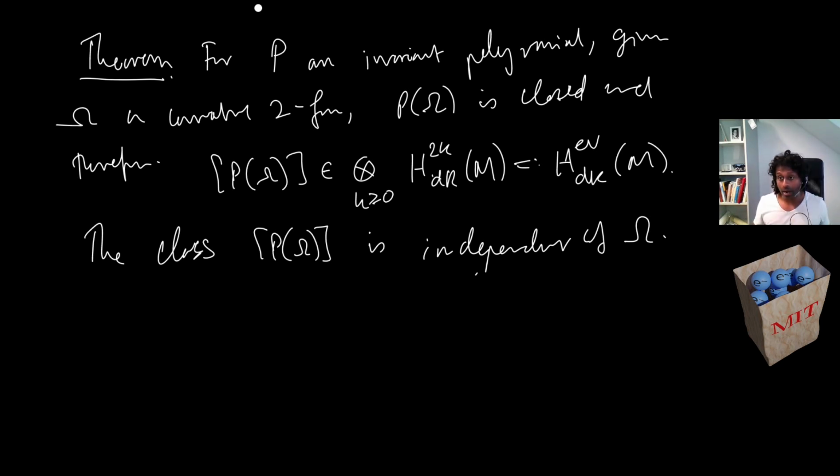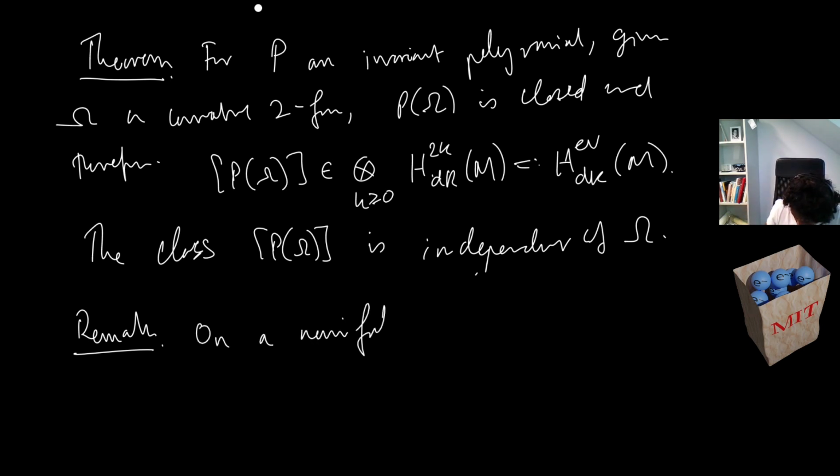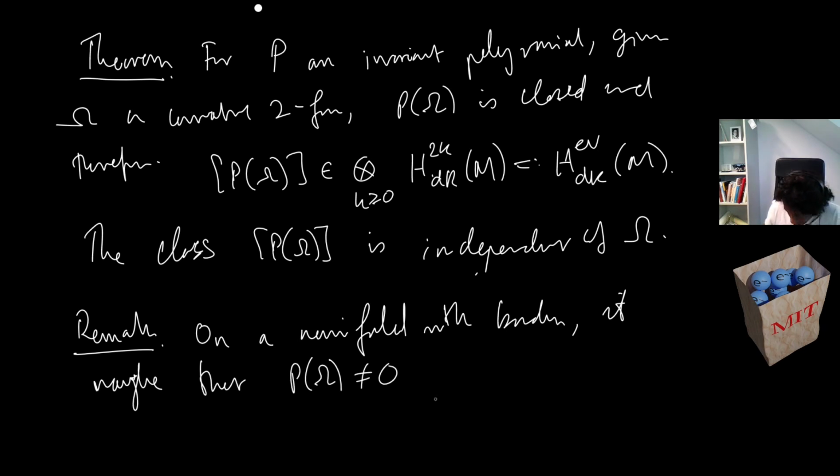So that sounds really great. It sounds like we're just picking out topological things. However, there is a word of warning, right? This is true in general, but typically de Rham cohomology is done on manifolds without boundary, or compact manifolds without boundary. But what happens is that on a manifold with boundary, it may be that P of omega is non-zero, but the class is zero.